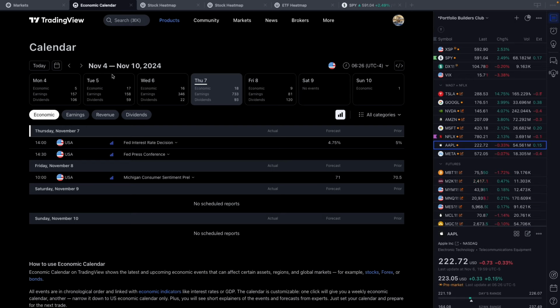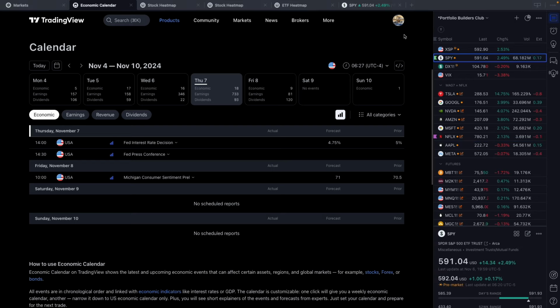So this is TradingView. TradingView offers an economic calendar. You can look at various different things like earnings, revenue, dividends, depending on what you want to look at. Right now, we're just looking at the economic calendar to see what's happening for today. What are some of the major things happening for today? This you can filter as well. This is filtered by U.S. news. So that's what we're seeing here for the Fed rate decisions. So we'll go ahead and jump into the market, start taking a look.